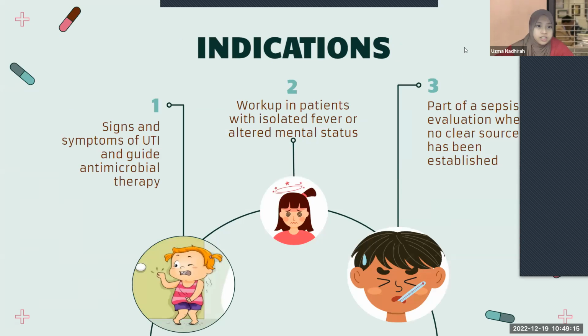All right. So for the indications, first, if we suspect that a child has a UTI and we want to diagnose it and guide antimicrobial therapy. Secondly, work up in patients with isolated fever or altered mental status. Next is part of sepsis evaluation when we don't know the clear source of the sepsis.